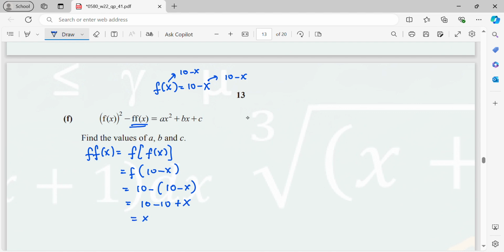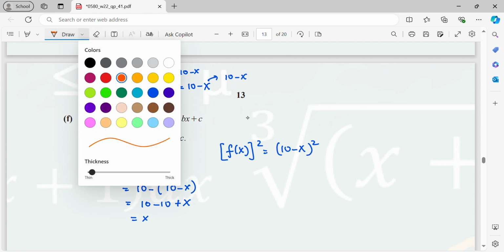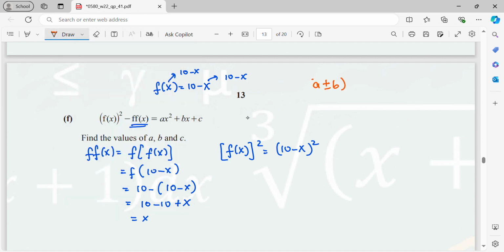Okay, now what is my fx square? This is square of fx. So it will be 10 minus x, you square it. Here we have a formula: a plus minus b squared is a squared plus minus 2ab plus b squared. Therefore here I will get 100, because 10 squared is 100, then minus 10 times x, 10 times minus x times 2, so minus 20x, then plus x squared.